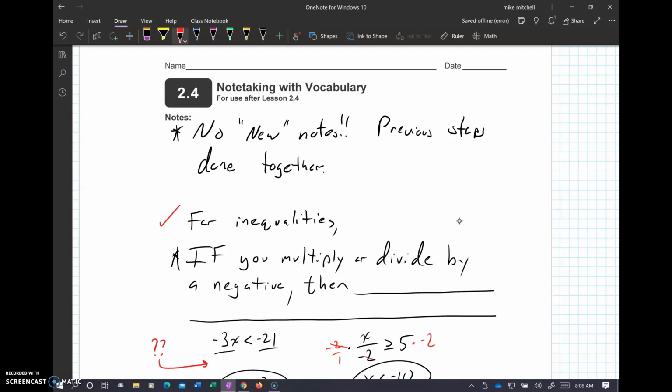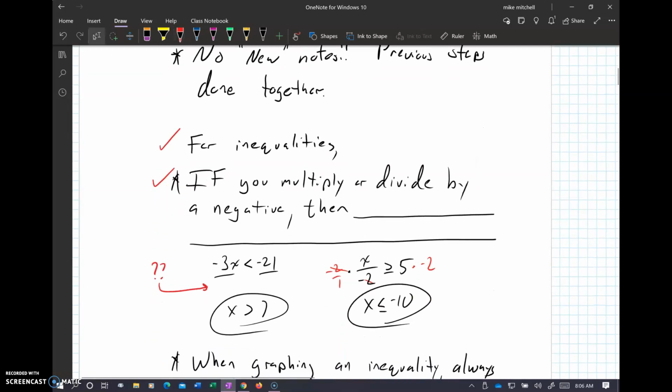What you've got to remember for inequalities: if you multiply or divide by a negative, then what do you do? Pause, think about it before I write it. Try to answer it yourself. Get the practice in. Then we're going to reverse, or flip, or turn around. I'm sure there's other words that work.